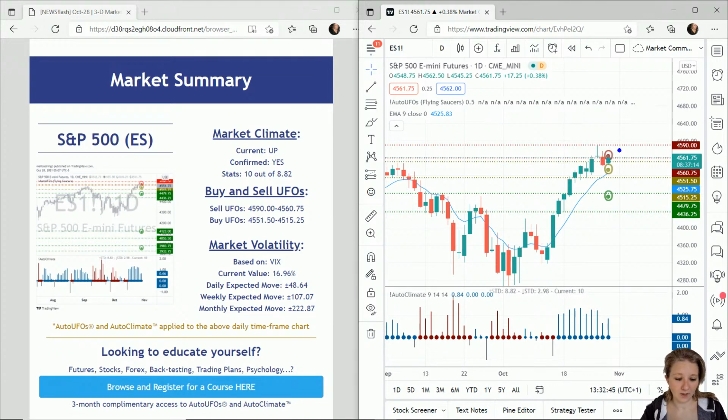However, we do have sell orders just above us. I think we're within them right now. In fact, yes, we are, only just. So the sell orders are between 45.90 to 45.60.75, and price is already within them.